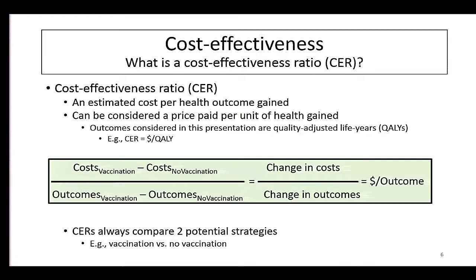A final note on cost effectiveness ratios is that they always compare two potential strategies. So in this little green box, we're comparing a vaccination strategy to a no vaccination strategy. You could also compare vaccination with vaccine A versus vaccination with vaccine B. And throughout the presentation, I'll be using this notation of strategy 1 versus strategy 2 to define our scenarios.